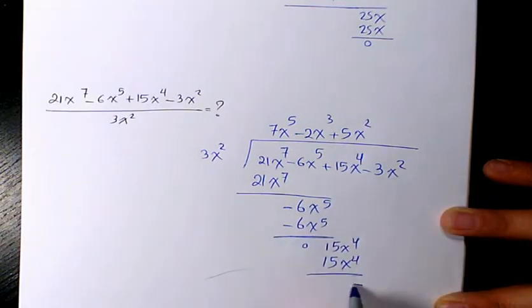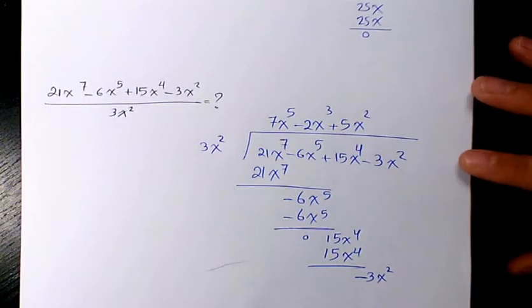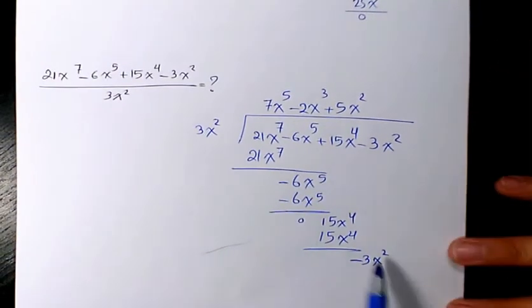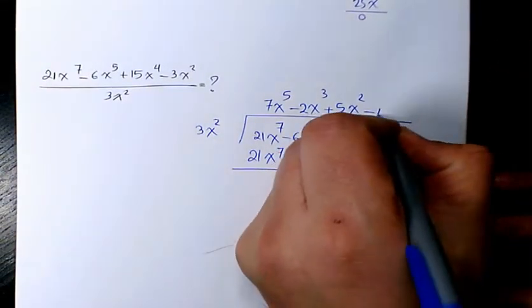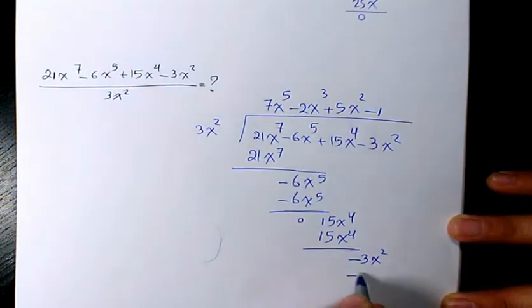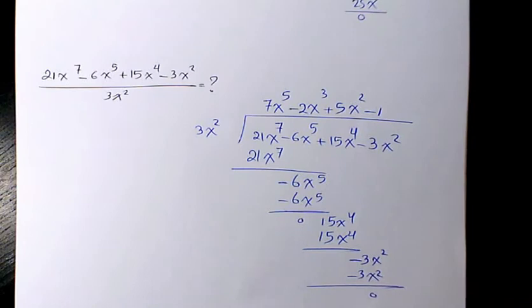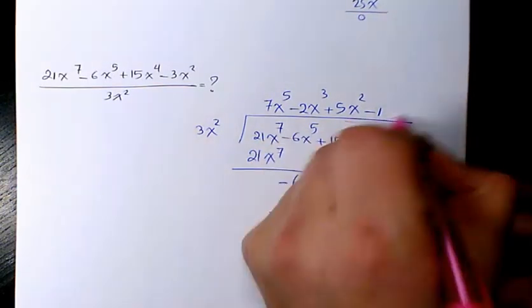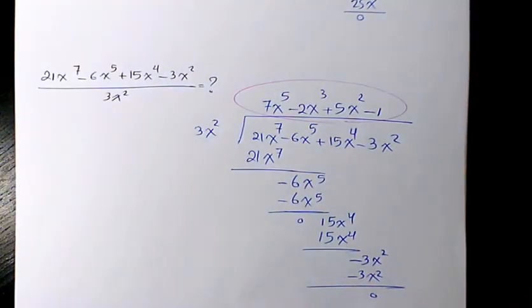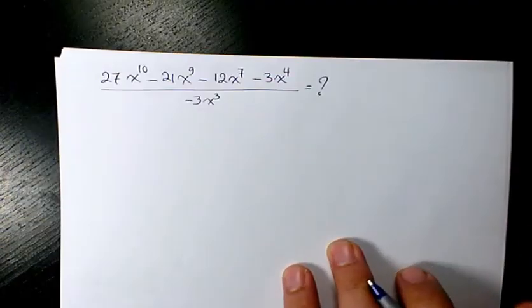And you bring the last number, which is negative 3x squared. Negative 3x squared divided by 3x squared is going to be negative 1. When you multiply it, it's going to be negative 3x squared. When you subtract it, it's going to be 0. So the remainder is 0. And this one is the quotient. Let's see this example.